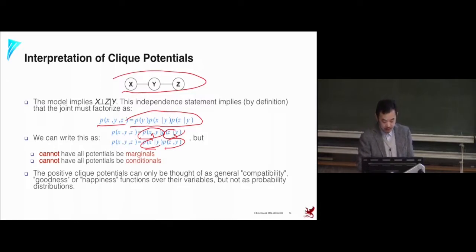Let's just go even beyond conditional and marginal. Just go with any positive numbers. Okay, goodness of compatibility, happiness between two people, you name it. Everything that you feel appropriate to describe two entities can be used here.